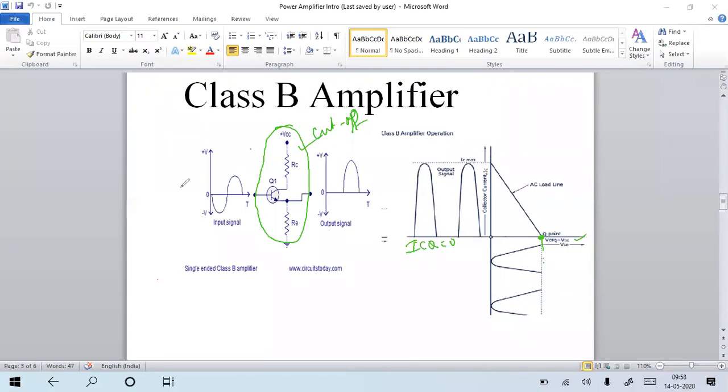Now if I apply the input signal to the base terminal, that means a signal, not a DC signal. I am applying a sinusoidal signal. What will happen when I apply the sinusoidal signal to the base terminal? Previously the transistor was not maintaining the on state, because I was not applying a DC signal to it. Now I am applying the signal to it.